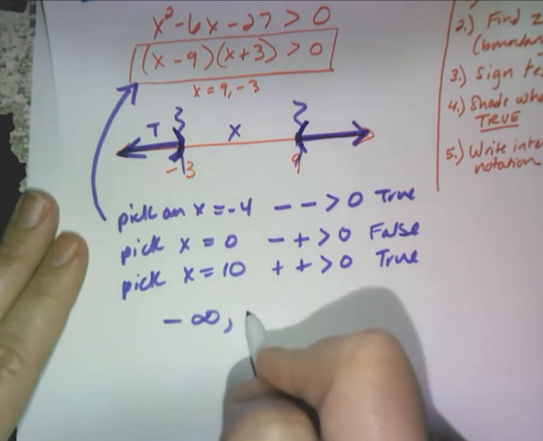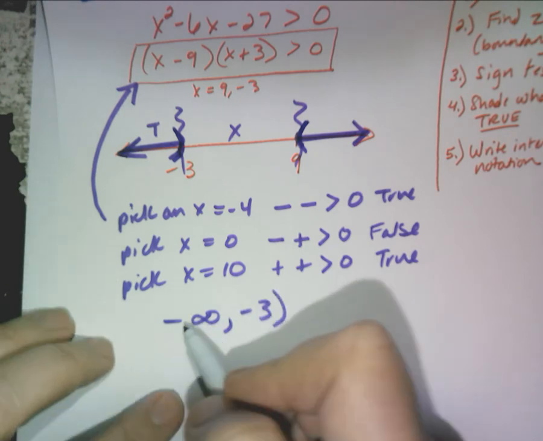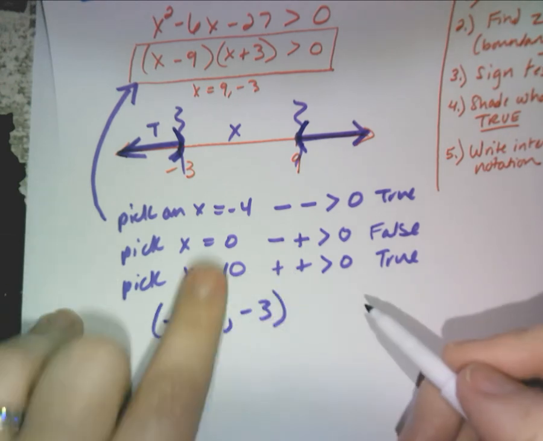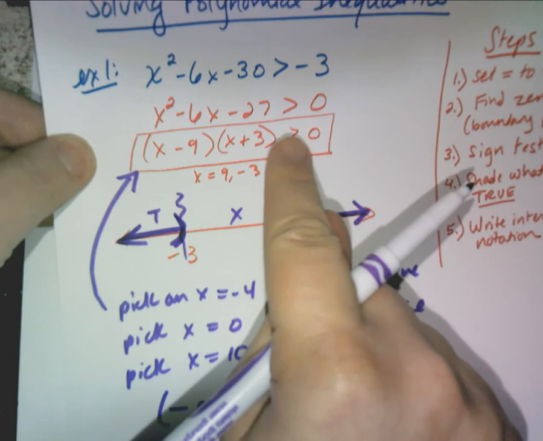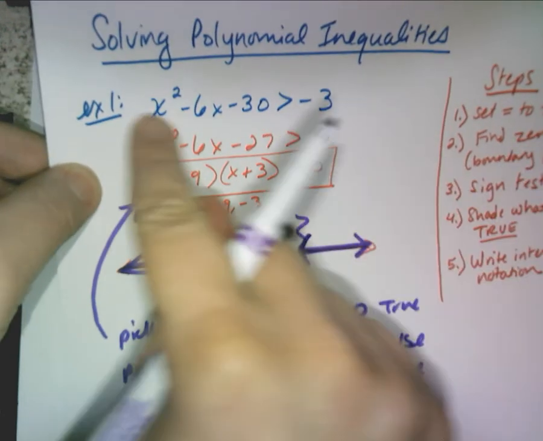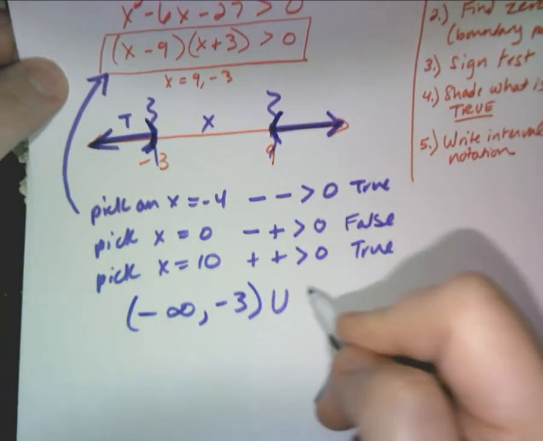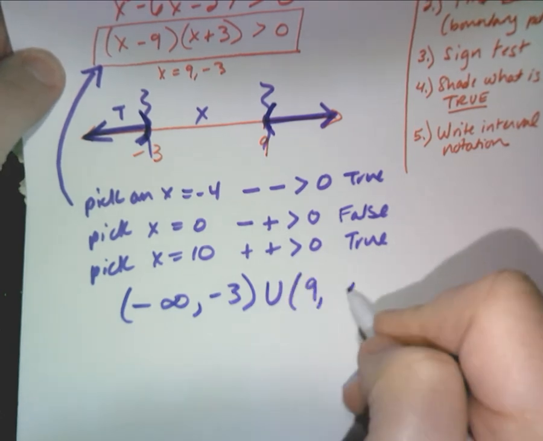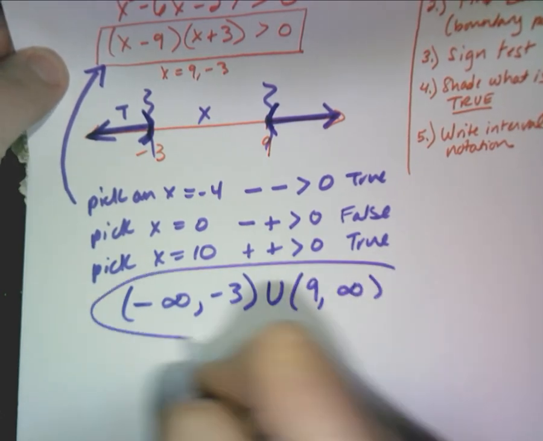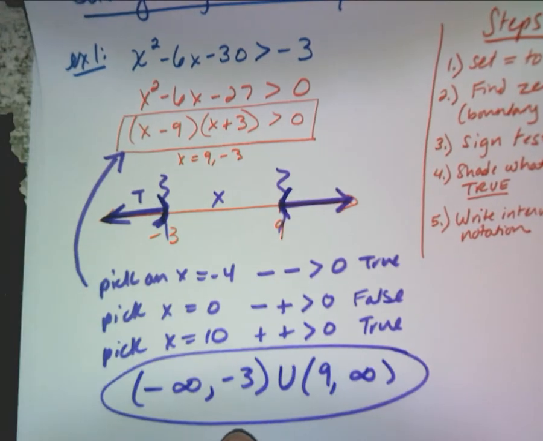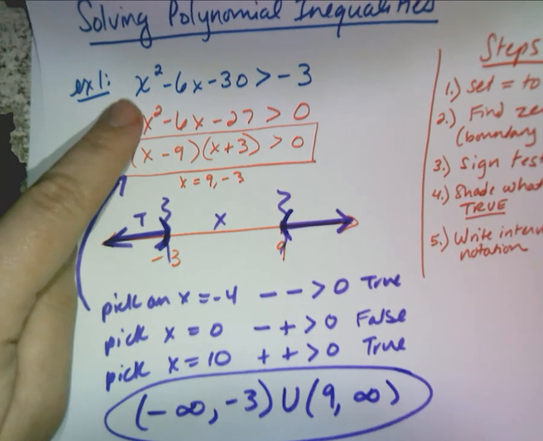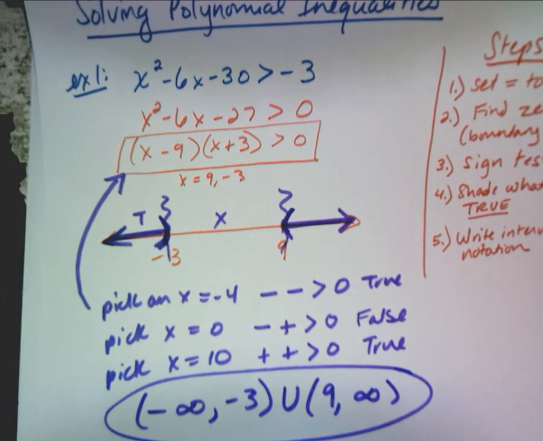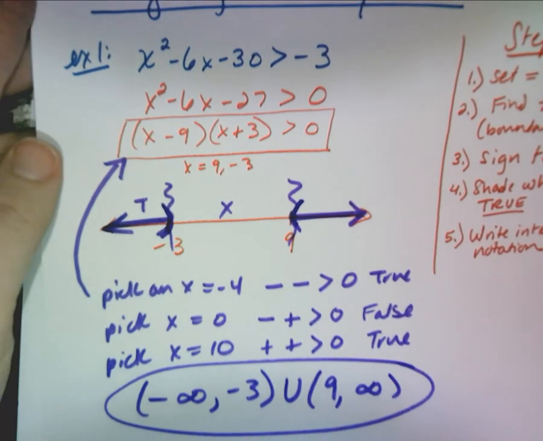From -infinity to -3, you would actually get a true statement up here. That would work in our polynomial inequality. United with, where's the other zone? 9 to infinity. This is the solution. These are all the values of x that work in this polynomial. How did you feel?